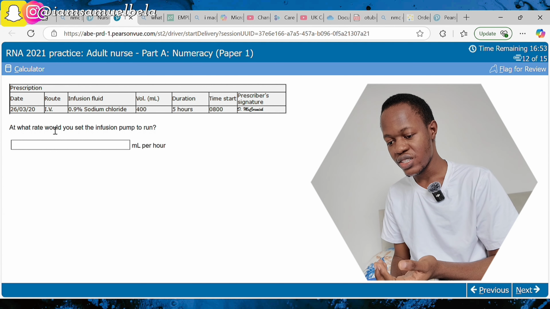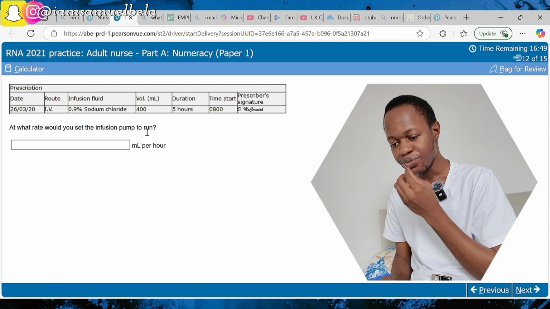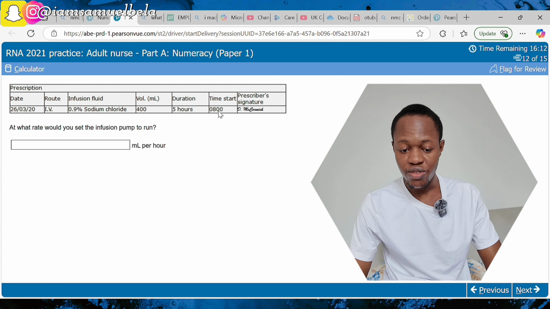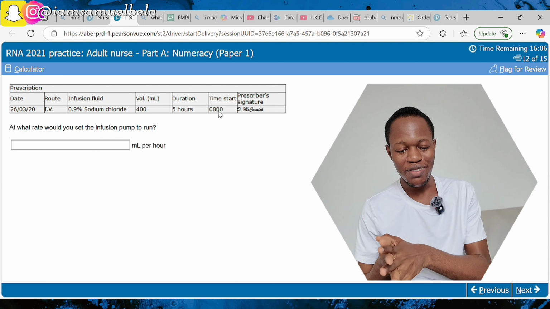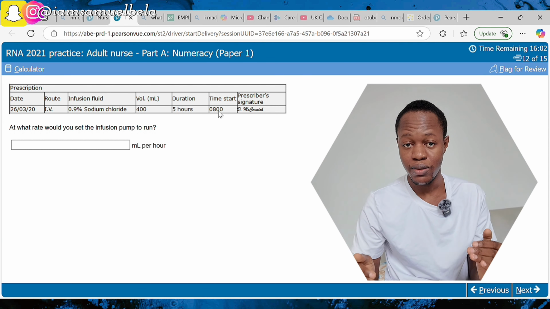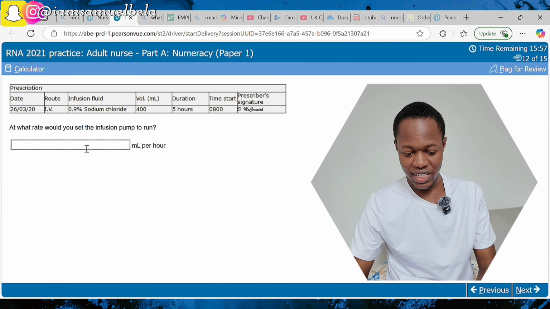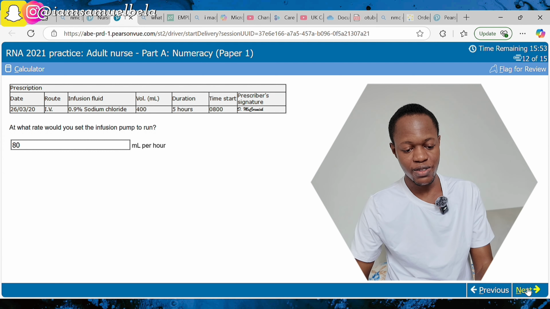So the next question says, at what rate should you set the infusion pump to run? We are to set up an infusion of 400 ml to run for 5 hours, starting at 8. So all you have to do is 400 divided by 5, because it is asking how many ml per hour. 400 divided by 5 gives you 80, so that's 80 mil per hour. I don't think you need up to 30 minutes to finish this part, to be honest.